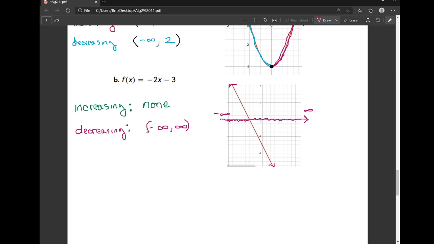If you weren't using interval notation, you would say x is decreasing for all real numbers. The way that you show all real numbers, everything on the x-axis, is to use that double-struck R for real numbers. That's another way as well, although most of the time you'll just show it with interval notation.